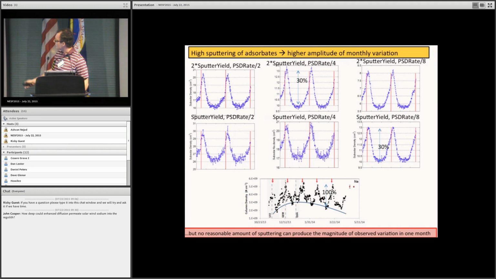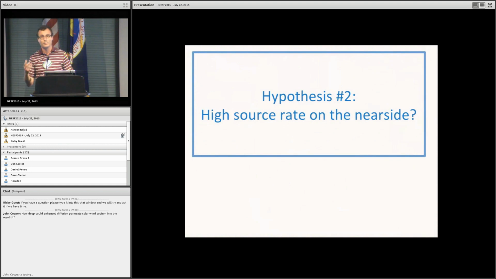This is short of what is observed, which is more than 100%. This is done as a function of photon-stimulated desorption, PSD, rate, and as a function of sputtering yield. They're somewhat uncertain within factors of 2, but what we conclude from this is it can't just be a variable escape rate. We actively have to do something about the source rates.